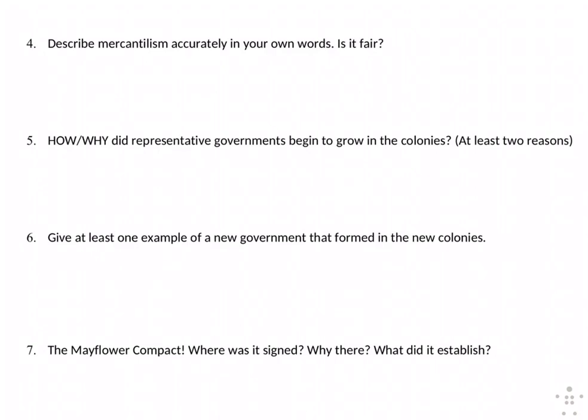So I gave you four for number six, which I believe is actually number seven on yours. Next one, Mayflower Compact. Where was it signed? Why there? What did it establish? So I kind of went over that one in the first one.